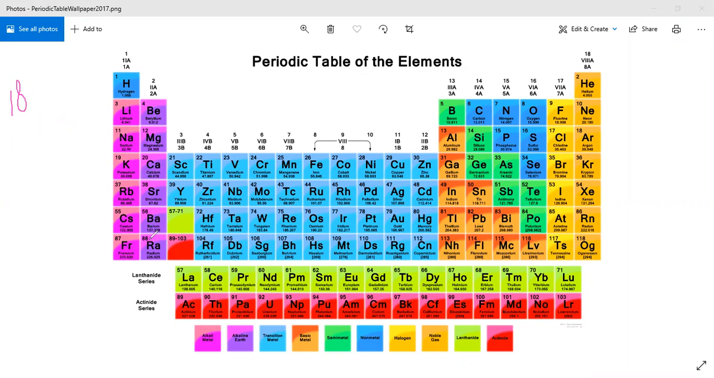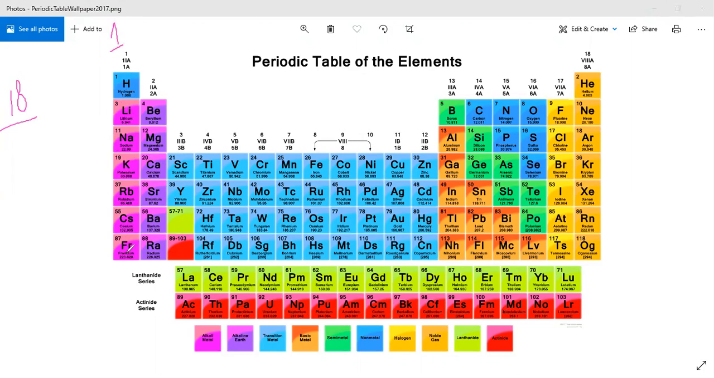Group 1, Group 2, Group 3, 4, 5, 6, 7, 8, 9, 10, 11, 12, 13, 14, 15, 16, 17 and 18. These 18 vertical columns in the periodic table are called groups, and there are 18 groups in the modern periodic table. Group 1 contains hydrogen, lithium, sodium, potassium, rubidium, cesium and francium. These elements are present in group 1.